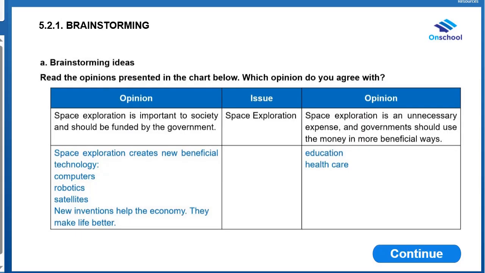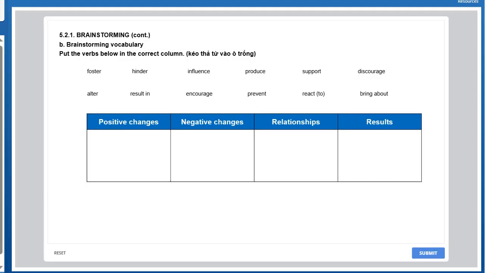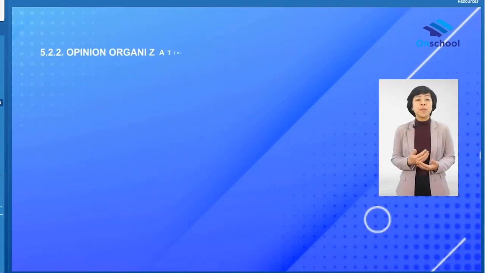Can you read the opinions presented in the chart and then decide which opinion you can agree with? These two opinions are opposite to each other. Let's continue with brainstorming vocabulary. You need to put the given verbs in the correct column. We have completed the step of brainstorming and now let's study opinion organization.